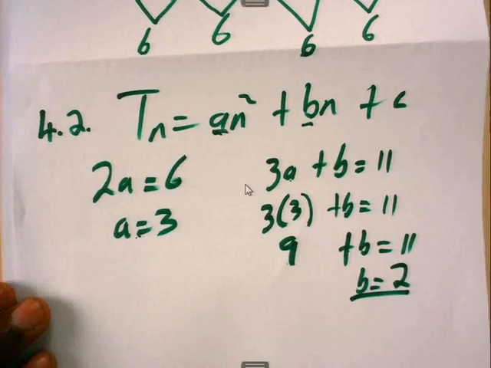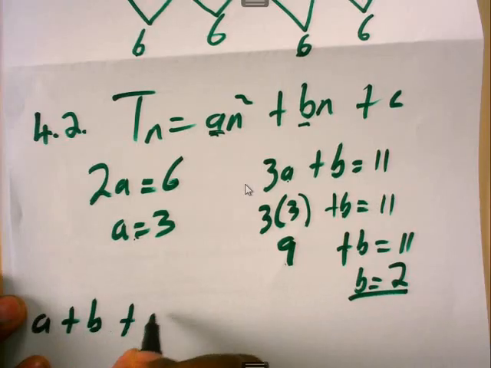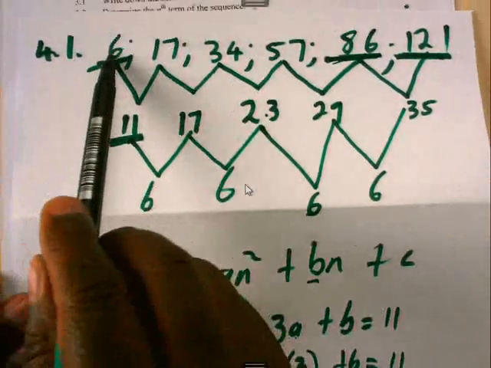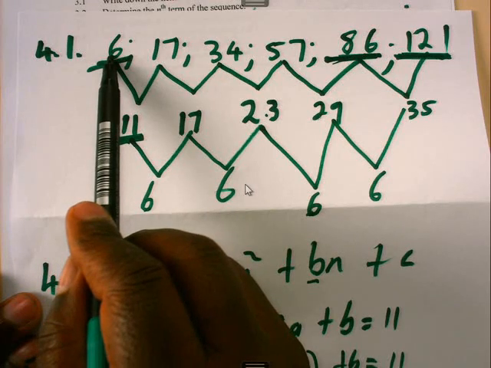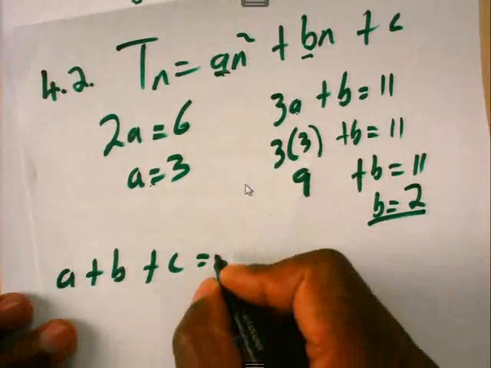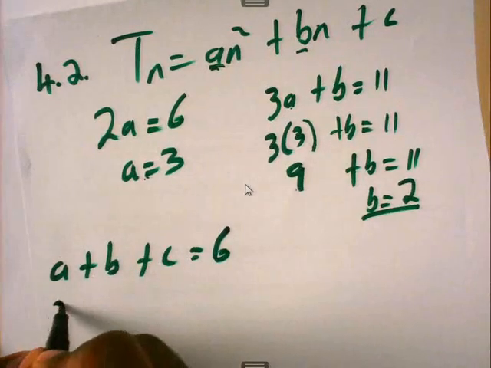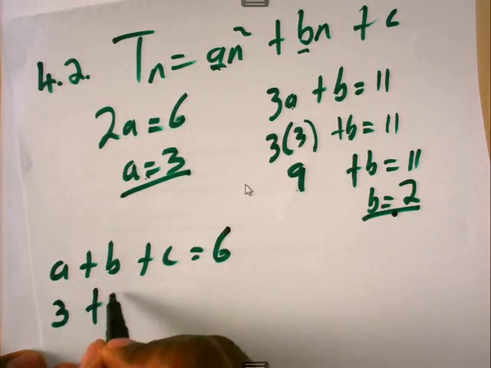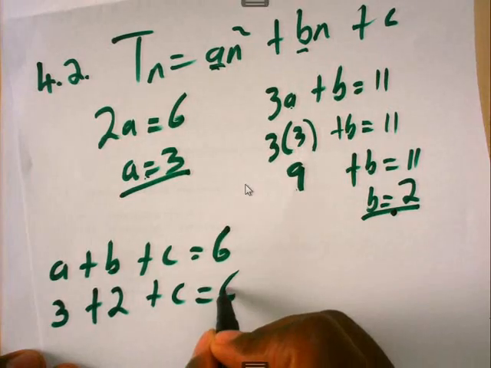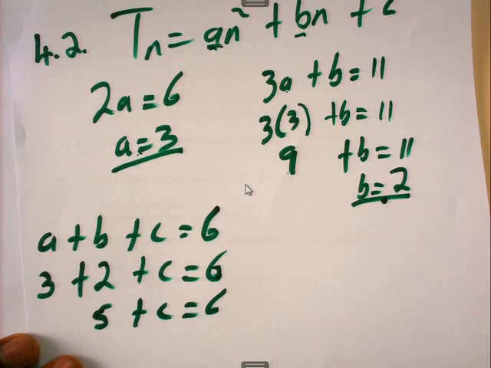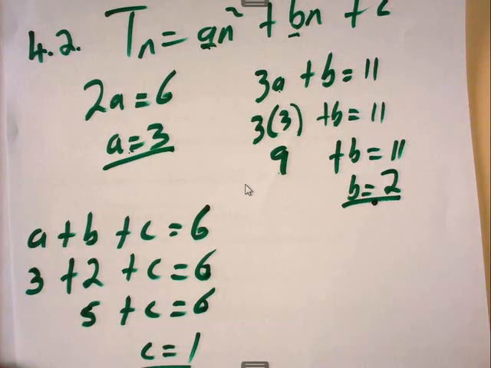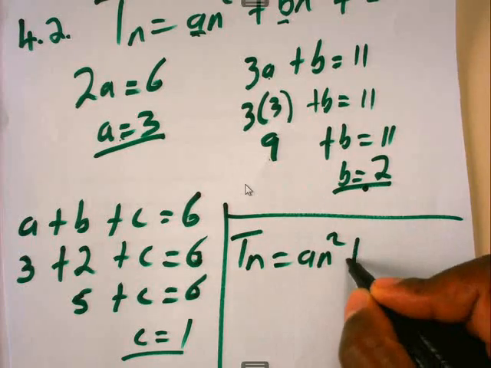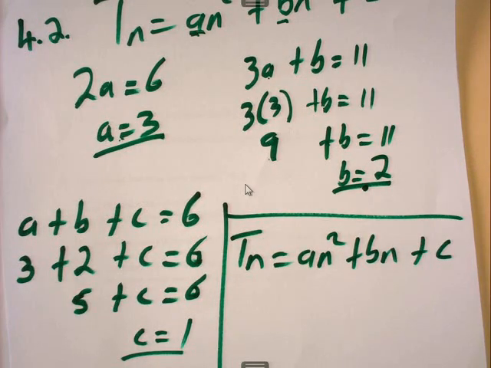Let's determine the value of c. Remember, to find the value of c, we said a plus b plus c is equal to the first term of the pattern. The first term of the pattern is 6. So we say a plus b plus c is equal to 6. Let's work it out then. What is the value of a? Substitute a is 3. What is the value of b? b is 2. Then we need to determine the value of c. Therefore, 3 plus 2 gives you 5. Then you transpose. c will be equal to 1. Remember, the quadratic number pattern is given as Tn is equal to an squared plus bn plus c. Now, all we have to do is to substitute those values.